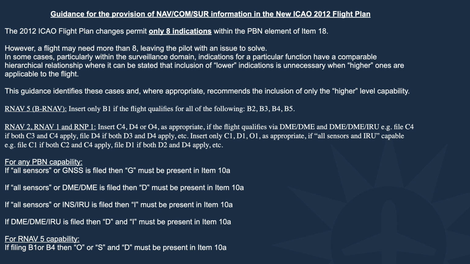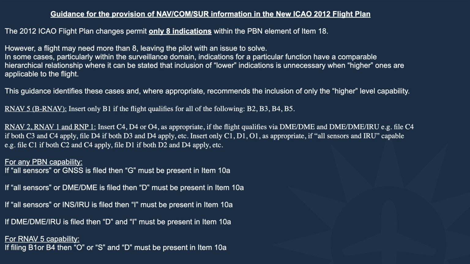This is a pretty messy slide, and I apologize for that, but I took this from an FAA document, which I will share with you at the end of this webinar. I'll just kind of give you the bottom line on this. If, for example, you have RNAV 1 capability with all sensors, which would be a Bravo 1, then you do not need to put in Bravo 2, 3, 4, and 5 because the 1 covers everything.